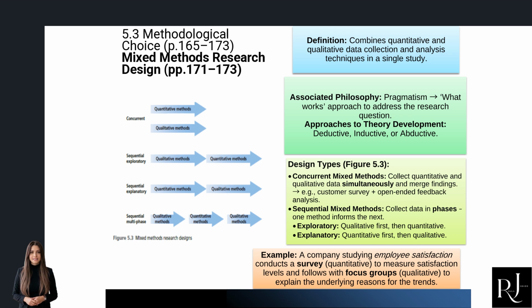There are two main design types. Concurrent mixed methods involve collecting both types of data simultaneously and merging the findings, such as a survey with an open-ended feedback section. Sequential mixed methods occur in phases where one method informs the next. Exploratory sequential designs start with qualitative data followed by quantitative testing, while explanatory sequential designs start with quantitative data followed by qualitative interviews to explain the trends found in the numbers. It is about getting the full picture.